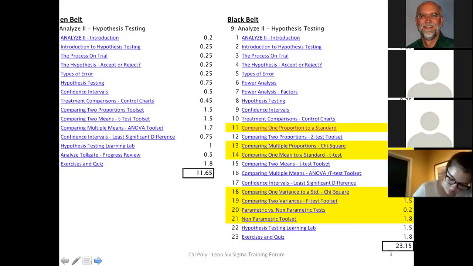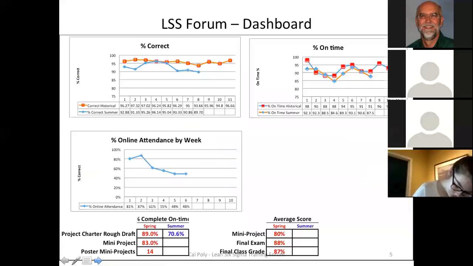The common denominator, though, is that we're all going through the DMAIC process: define, measure, analyze, improve, control. And so these are the goals of the Analyze phase. Green belt or black belt are pretty much the same.